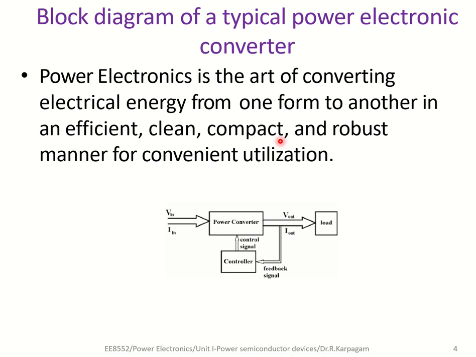Semiconductor devices are used as switches for power conversion. This is the general block diagram representation of power conversion systems. The function of the power converter in the middle is to control the energy flow between source and load.